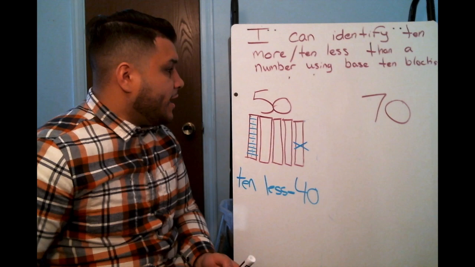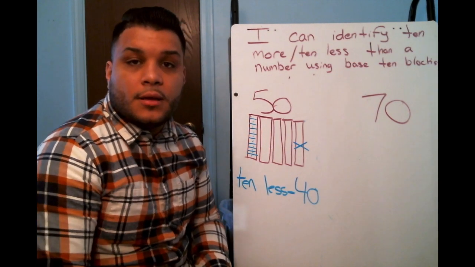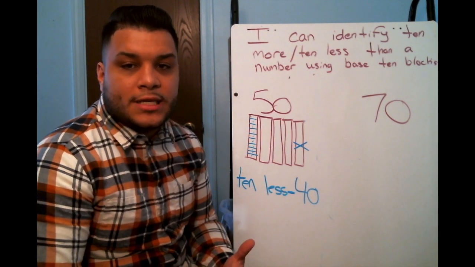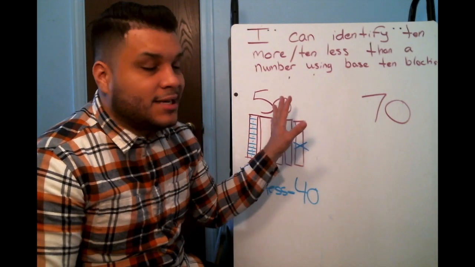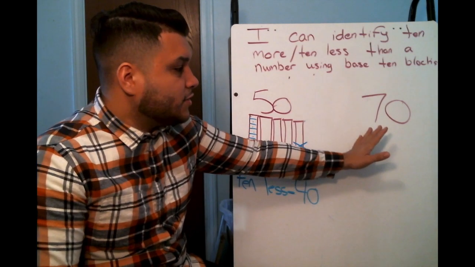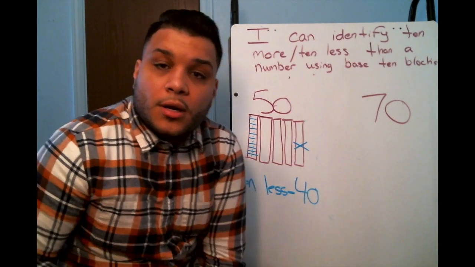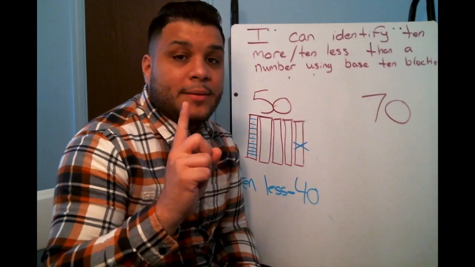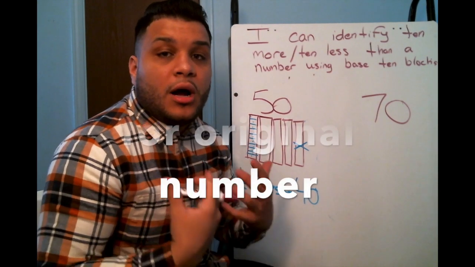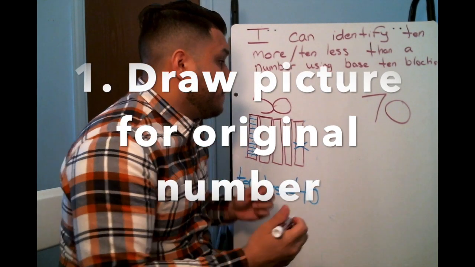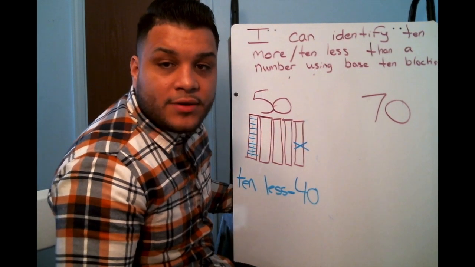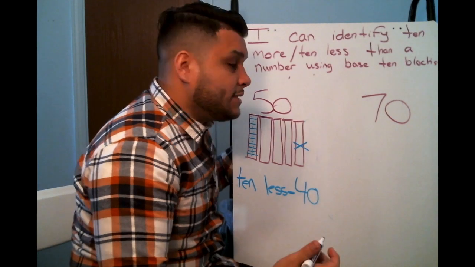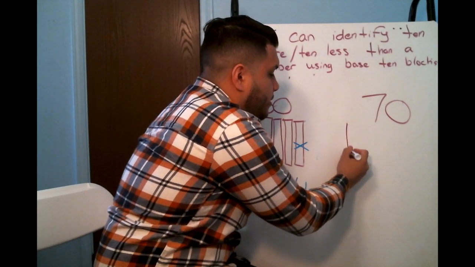The next number that we have is 70. Now for 70, I'm just going to do 10 more because I have 10 less and I left it up here on the board. I know that we did 10 less and 10 more for 50, but for 70, I'm just going to do 10 more. Well, the first thing that I need to do, so step number 1, is always draw out our original number. So our original number is 70. How many 10s are in 70? Yes, 7 10s.